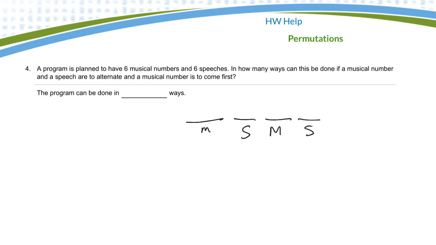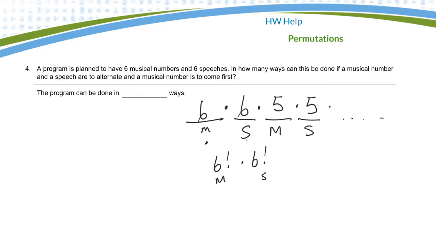Music, speech, etc. So how many musical numbers are there? 6. Times, how many speeches are there? 6. Musical number, I can't use the first one, so there'd only be 5 left. Can't use the first speech, so there'd only be 5 speeches left, etc. You see the pattern? And basically you have 6 factorial for the music times 6 factorial for the speeches. So whatever 6 factorial times 6 factorial is.